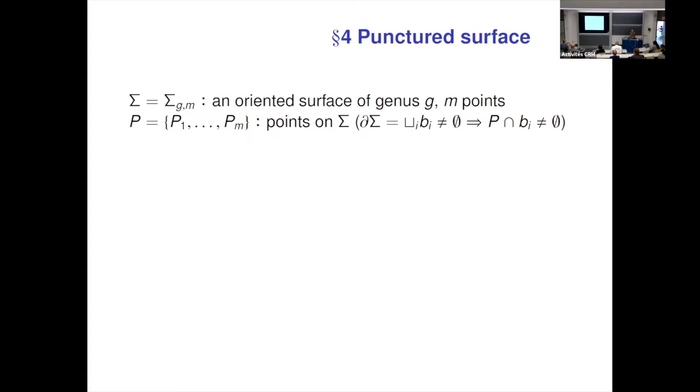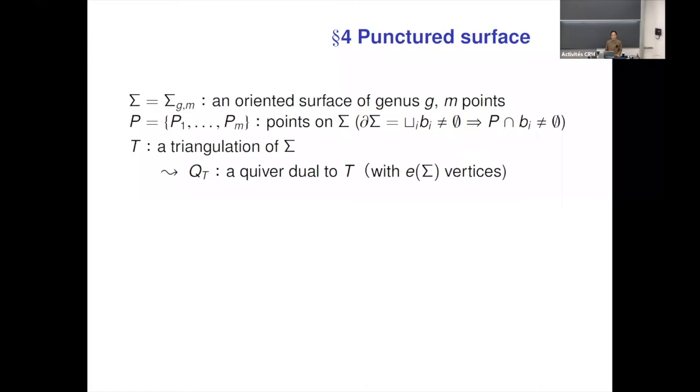And as the last topic, I'd like to introduce several notions related to cluster algebra based on punctured surface. So this topic is totally different now, but finally it will be related. So let sigma be an oriented surface of genus g with m points. So this P is a set of points on the surface. And we assume the following thing. If the surface has boundary, for each boundary component, at least there is one point. We assign this one. And we fix the triangulation T of sigma.